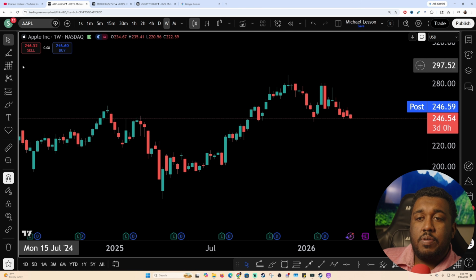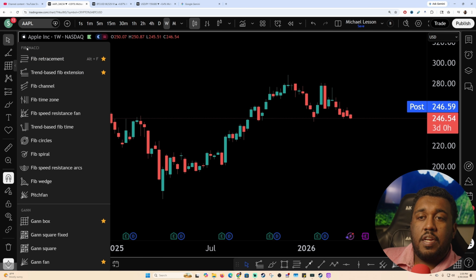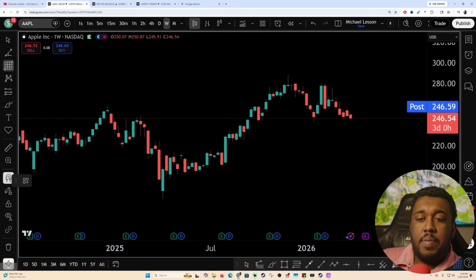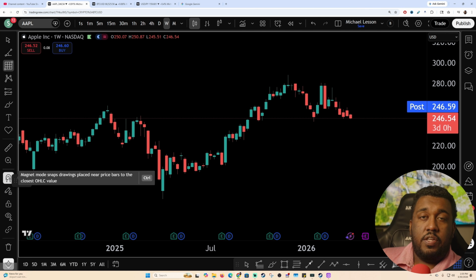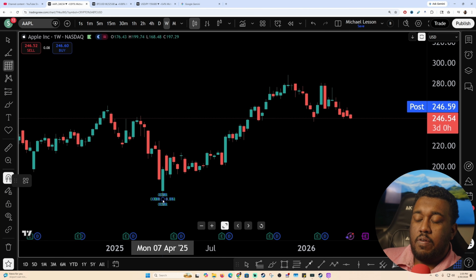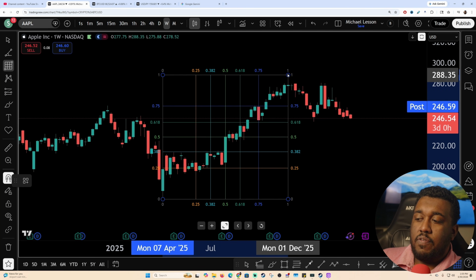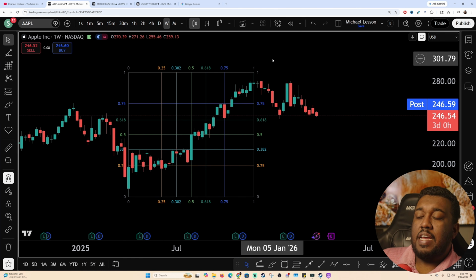What you guys have to do is go over here to your Fibonacci section. You're going to see Fibonacci levels on top. Then you're going to see Gann tools on the bottom. I want you guys to click on the Gann box. Make sure you have the magnet turned on. Then for Apple, we're going to be using the weekly chart so we can find a clearly defined low and a clearly defined high. We can see the low right over here in last April, the high from right there in December of 2025, and then you're going to click. That is your Gann box, nice and easy on your chart.